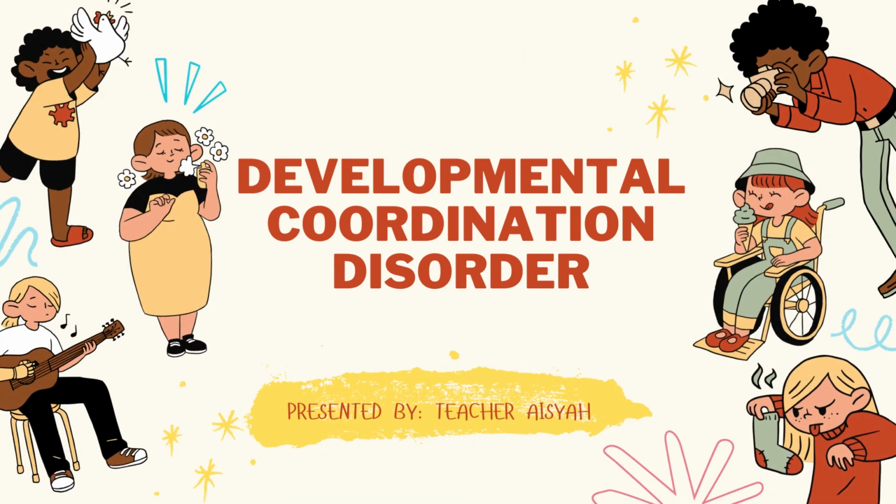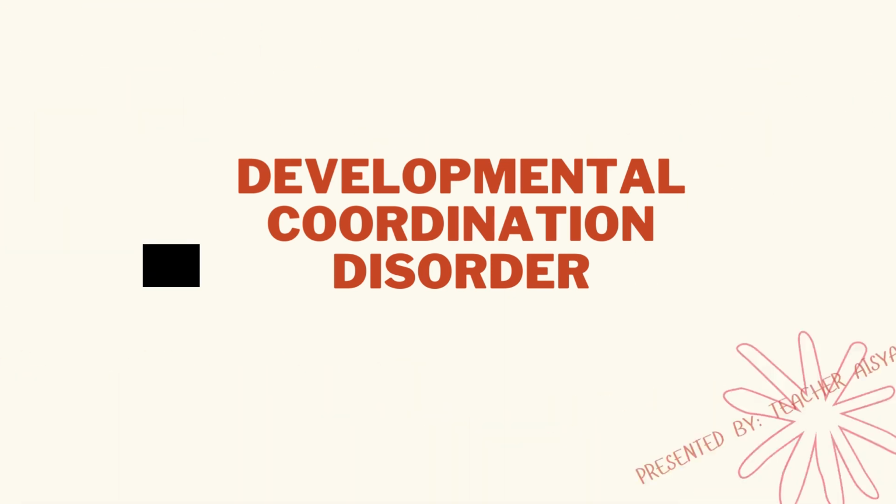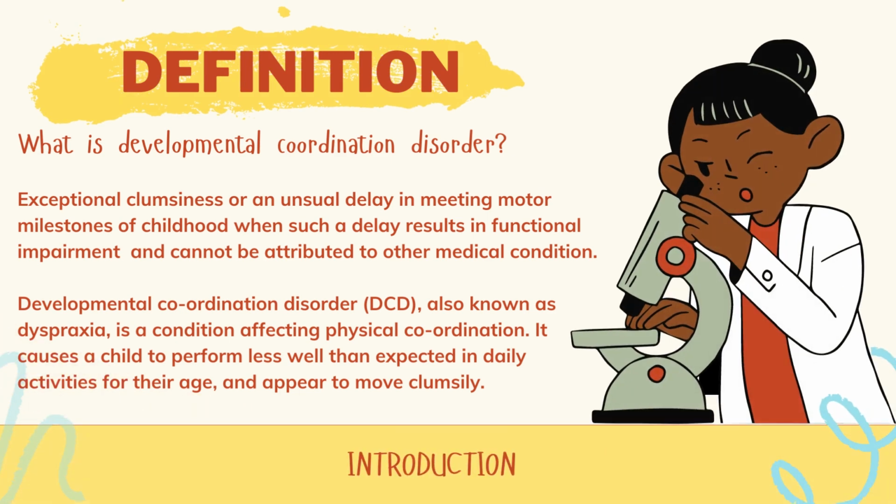So today I'm going to present about developmental coordination disorder. This is a definition for developmental coordination disorder, or in short form, DCD. So what is DCD? DCD is an absentional clumsiness or an unusual delay in meeting motor milestones of childhood when such a delay results in functional impairment and cannot be attributed to other medical condition. DCD is also known as dyspraxia.